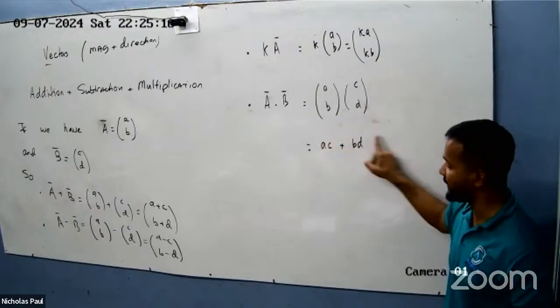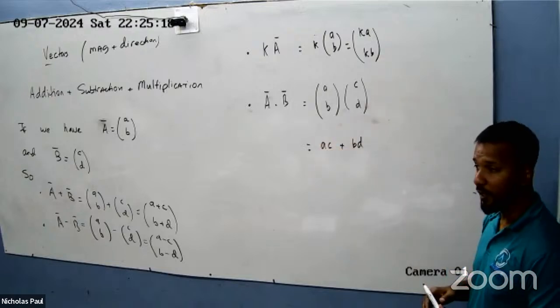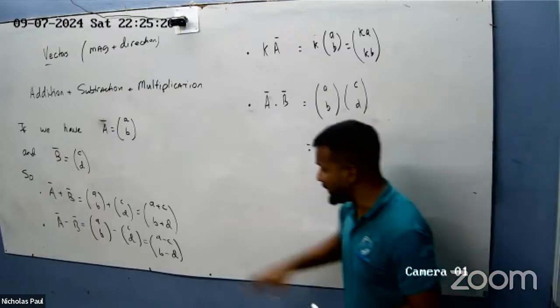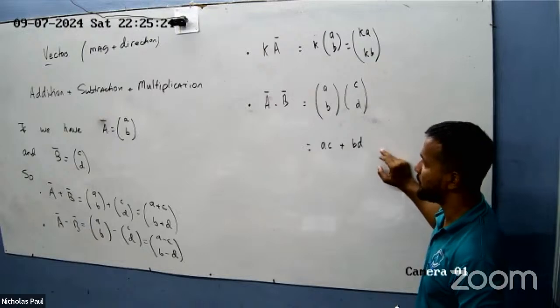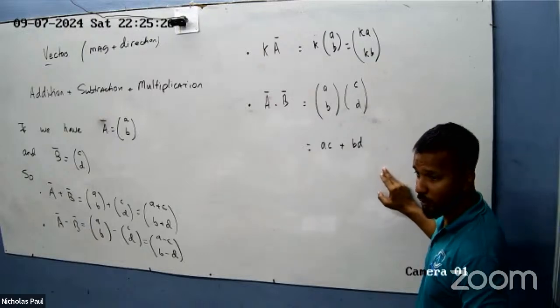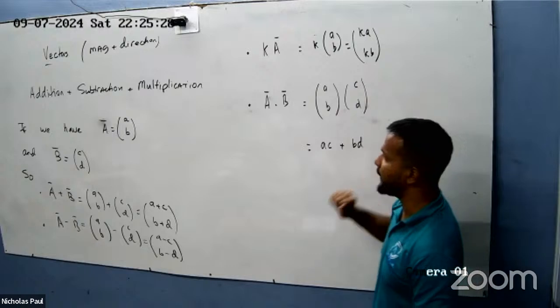I have a bracket on the outside of everything. So this is how you add, subtract, multiply by a scalar, and multiply vectors. Okay with that? Copy this one down and let's do an example now.